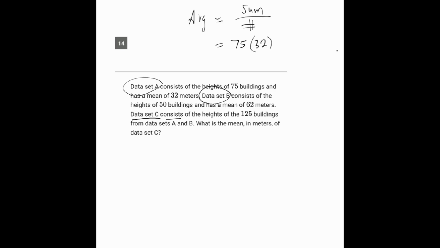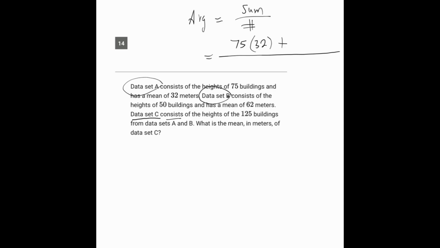Now, the idea here is if the average is 32 for the 75 buildings, we can imagine that each individual value was 32. That's because if each value was 32, then the average would be 32. So the opposite holds true. If we know the average, we can assume for the purpose of doing the math that they all are that actual number. So we call that the idea of the average as a repeated number.